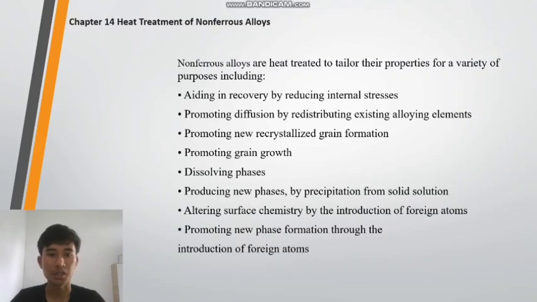Next, chapter 14, heat treatment of non-ferrous alloys. Non-ferrous alloys are heat treated to tailor their properties for a variety of purposes, including aiding in recovery by reducing internal stresses, promoting diffusion by redistributing alloying elements, promoting new recrystallized grain formation, promoting grain growth, dissolving phases, producing new phases by precipitation from solid solution, altering surface chemistry by the introduction of foreign atoms, and promoting new phase formation through the introduction of ferrous ions.